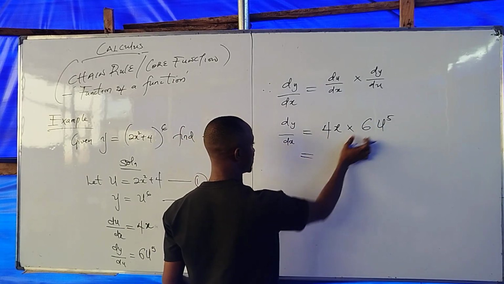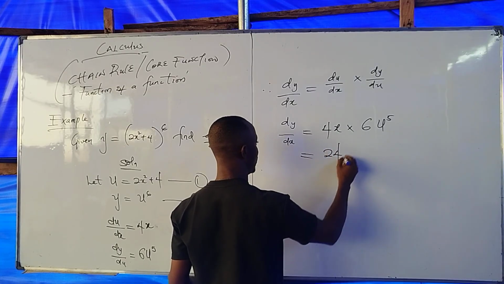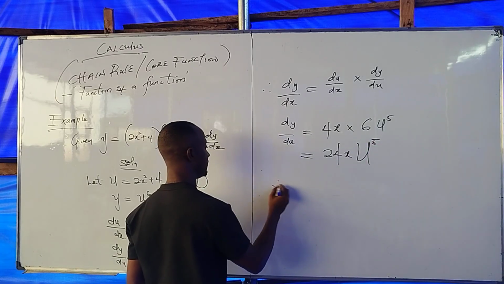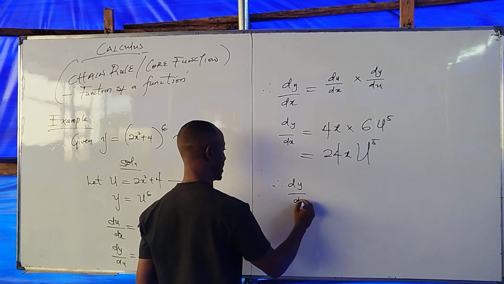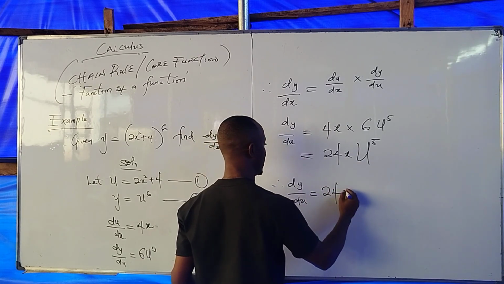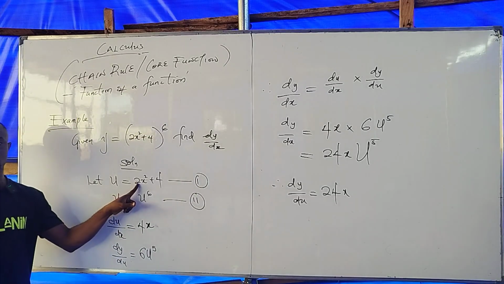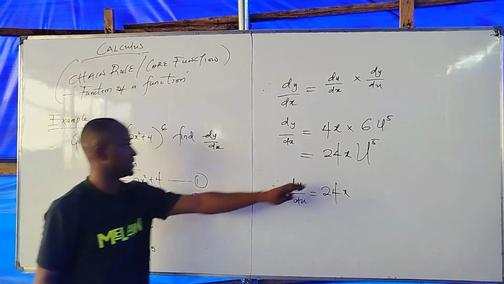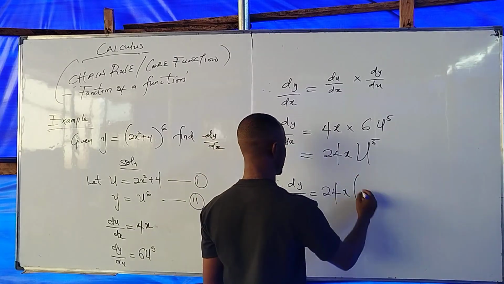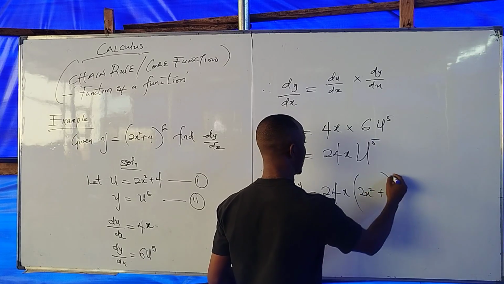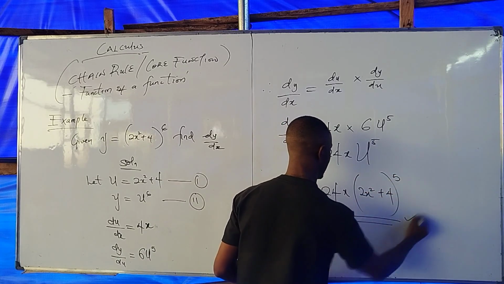What is 4x times 6? We have 24x, u raised to the power 5. Therefore our dy/dx will be 24x. What is our u again? u is 2x squared plus 4. I have to import this and put it here. That will give us 24x, (2x squared plus 4) raised to the power 5. Final answer.